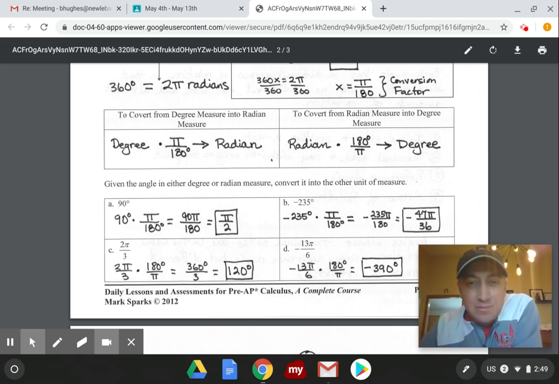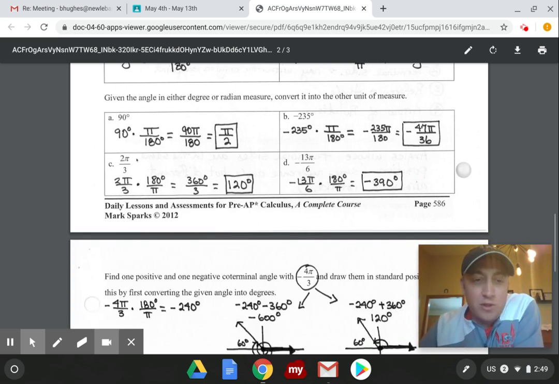Now, the opposite of that, to convert from a radian measure into degrees, you just take your radian measure, whatever it is, and multiply it by 180 over pi. Basically, the exact opposite of what we did before. So if I have a radian measure, and radian measure is really always going to have that pi symbol in it for the most part.